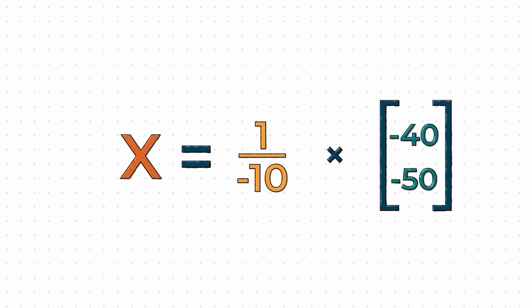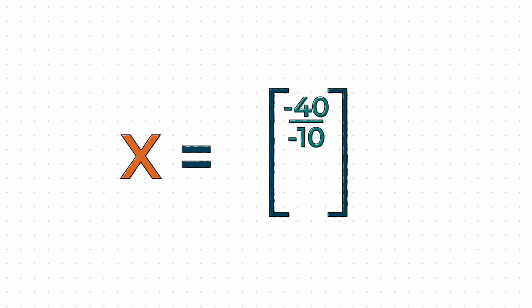We're almost there. So now we have X is equal to 1 over negative 10 multiplied by the matrix. That gives us negative 40 over negative 10 and negative 50 over negative 10. These can be simplified to 4 and 5 as the negative signs cancel each other out. Remember, that was just scalar multiplication there, right?